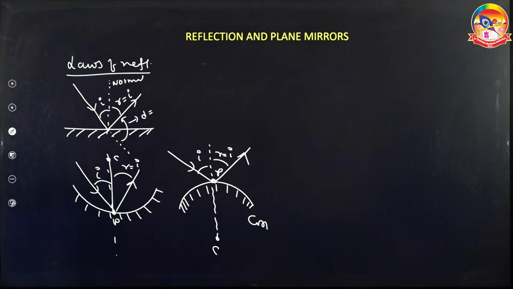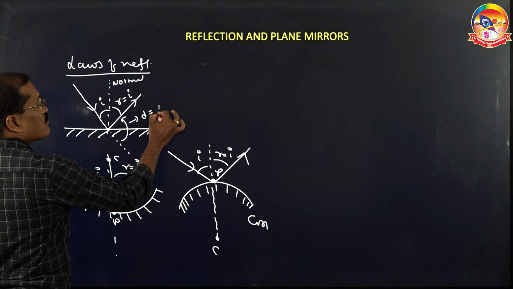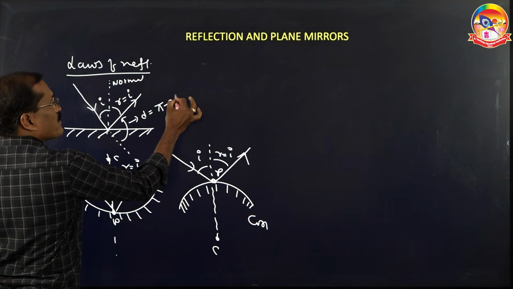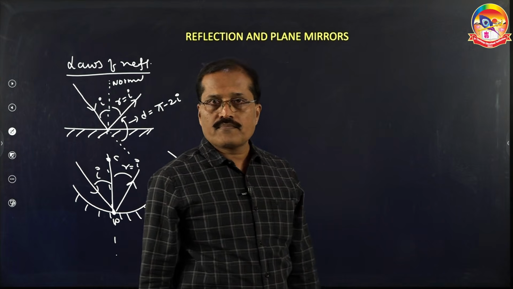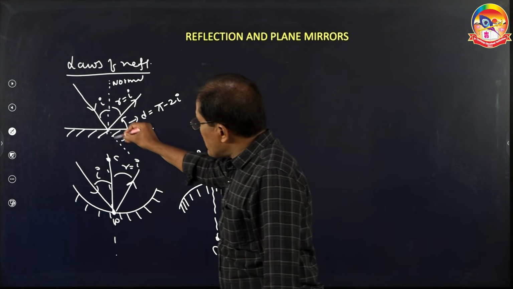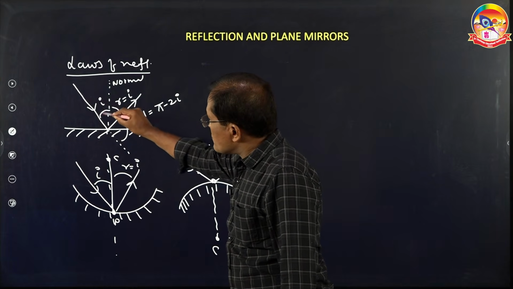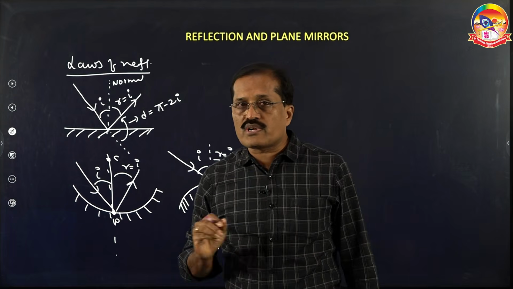So this is how we can say, in every reflector, whether it is a spherical reflector or a plane reflector, there is only one formula for the angle of deviation: angle of deviation is equal to pi minus 2i or pi minus 2r, because r is equal to i, since you know that the total angle is pi. So this is about the first one.